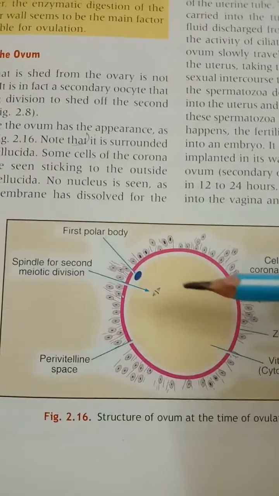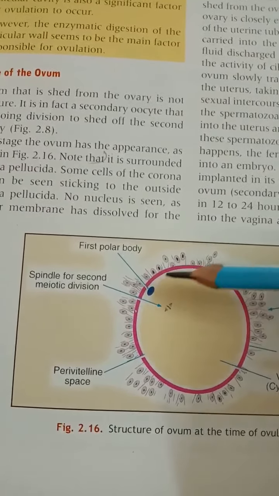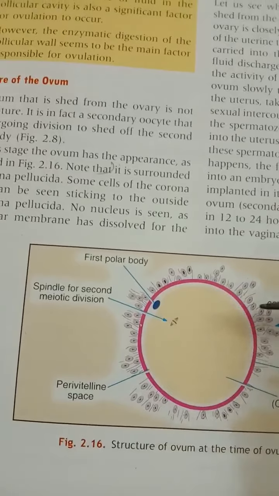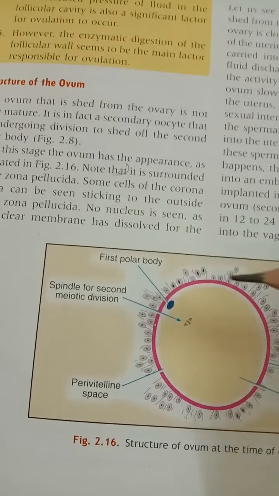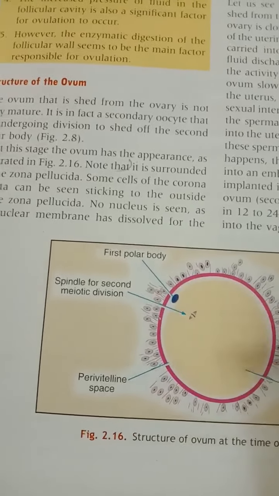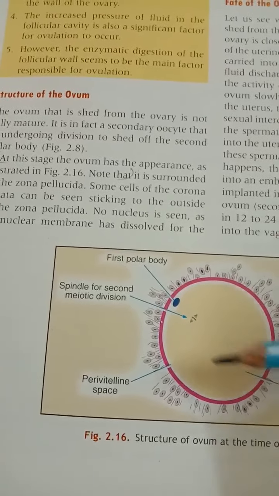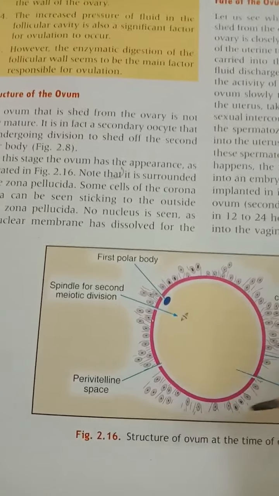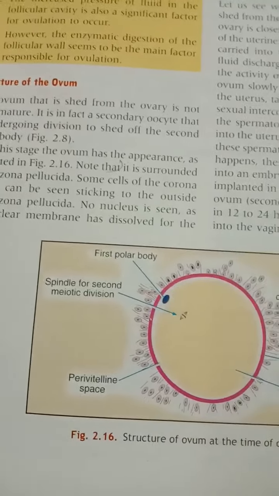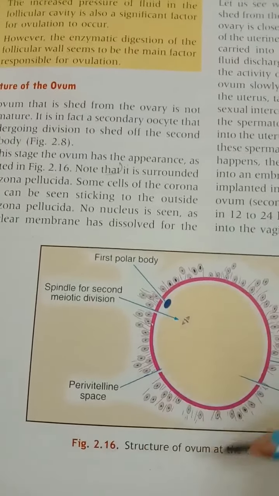Then let's see the fate of the ovum. Whenever the ovum is shed from the ovary, you know the ovary is very closely embraced by the fimbriated end of the uterine tube. So the ovum is easily carried into the fallopian tube by the follicular fluid discharged from the follicle, and partly by the activity of the ciliated cells present in the fallopian tube. Then the ovum slowly travels through the tube towards the uterus.